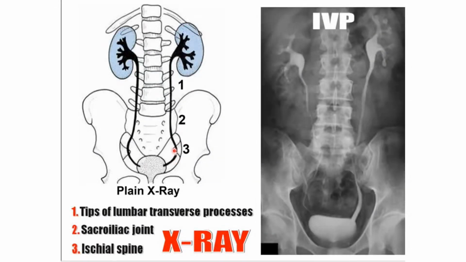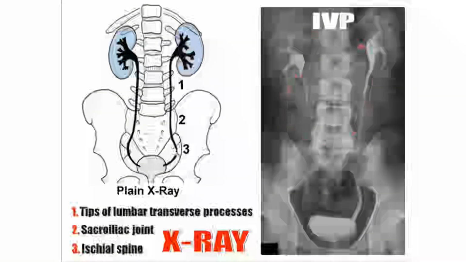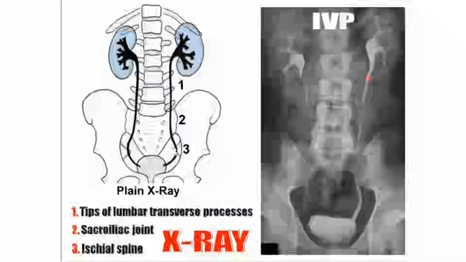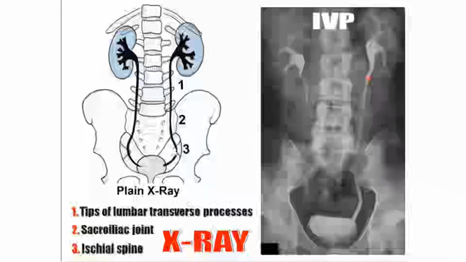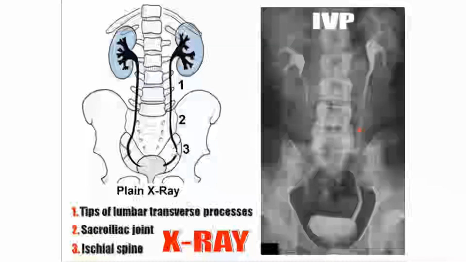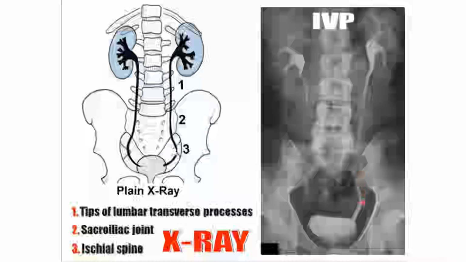This is a plain X-ray, and this is an IVP. This is how to identify the ureter. If you want to know the constrictions we spoke about, the first one is at the pelvic-ureteric junction. Then where you have the bifurcation of the common iliac, that's the second site, and then the intramural site as it enters the bladder.